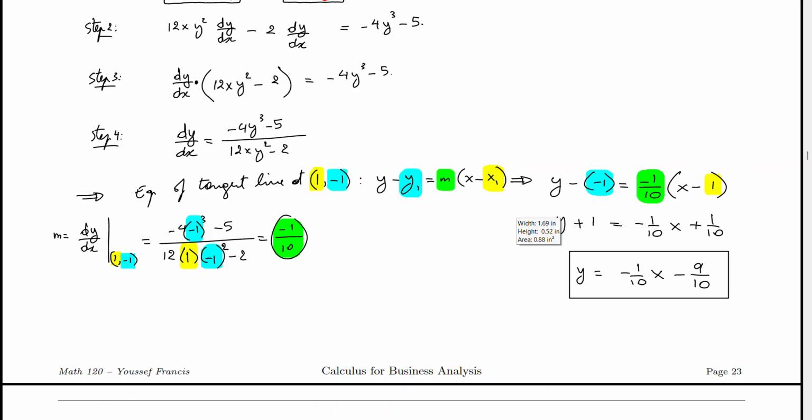So the solution is that thing in the final box, negative 1/10 x minus 9/10 equal to y. That is the equation of the tangent line.